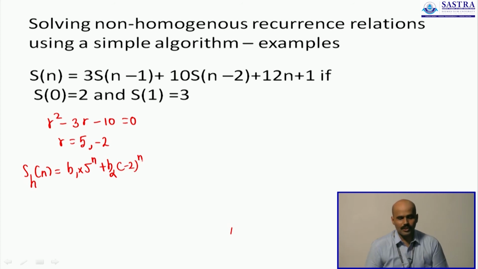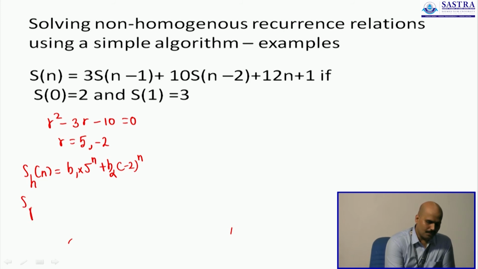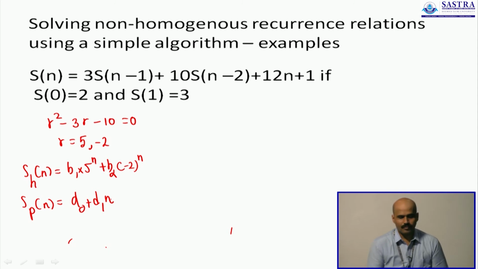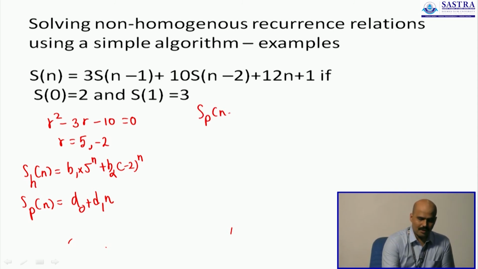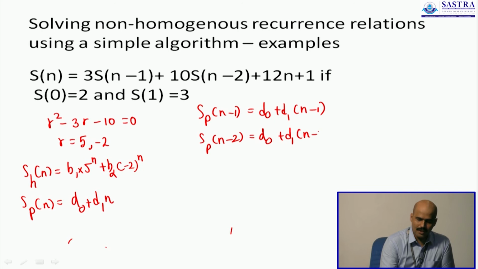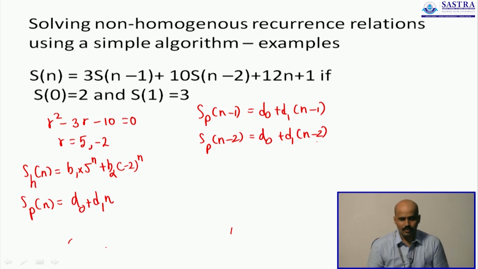Now we can also proceed and write down the answer for the particular part, Sp of n. Since the RHS is a linear function in n, we will assume that it is of the form d0 plus d1n, which means Sp of n minus 1 must be d0 plus d1 times n minus 1, or Sp of n minus 2 similarly can be obtained as d0 plus d1 times n minus 2. So the constants d0 and d1 can be obtained by using these three answers in the question.